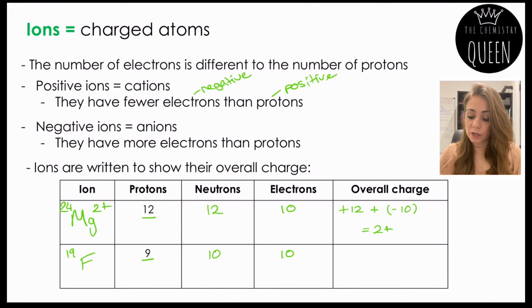So to work out the charge this time, it's protons plus electrons. So we've got +9 for the protons, plus minus 10. So essentially it's 9 minus 10, which gives us an overall charge of 1 minus. So the charge for a fluoride ion is 1 minus, and that's how we would write it as a chemical formula.